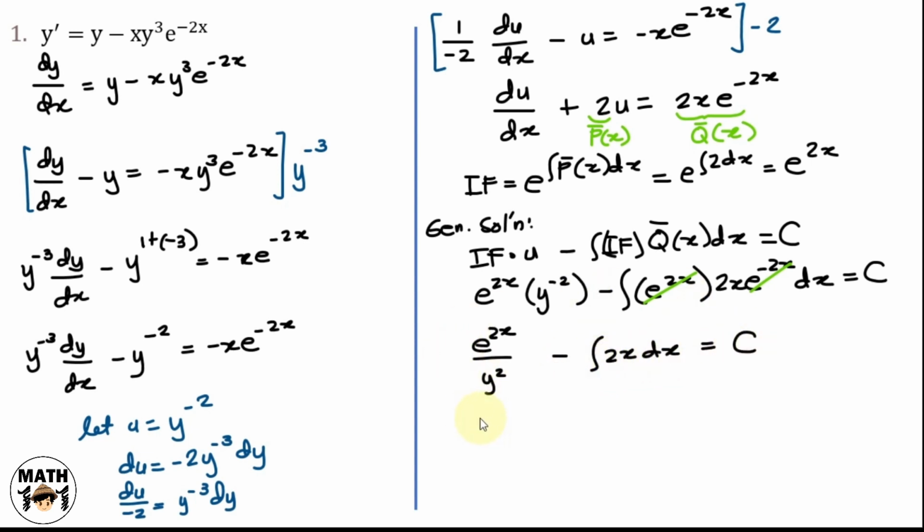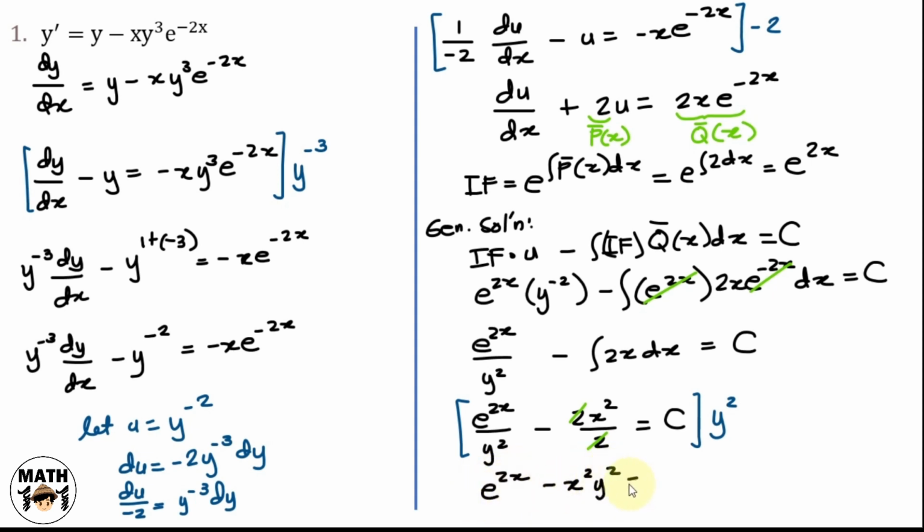Solving for the integral of this, that is equal to x squared over 2 equals a constant. We can cancel 2. Then, para matanggal natin itong denominator, multiply lang natin yung buong equation by y squared. And finally, we'll get the general solution as e raised to 2x minus x squared y squared equals c y squared. Or we can also combine all the terms containing y squared on the right hand side. We'll get e raised to 2x equals c plus x squared quantity y squared.